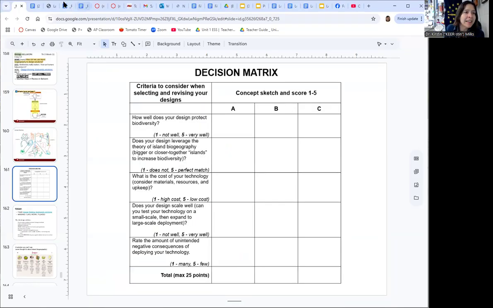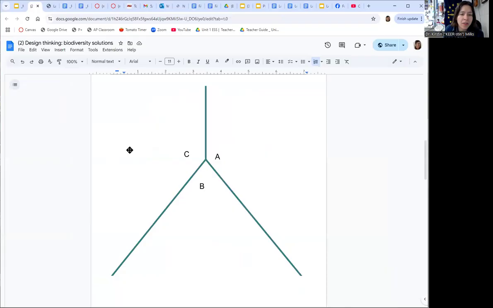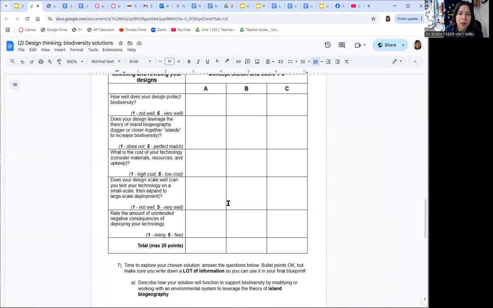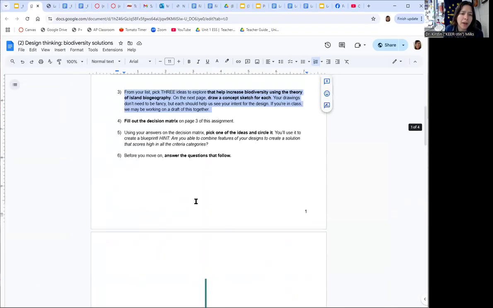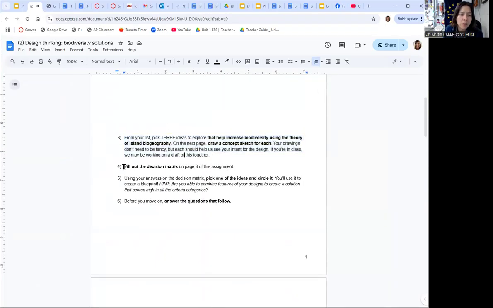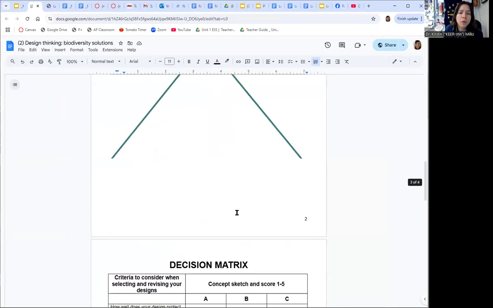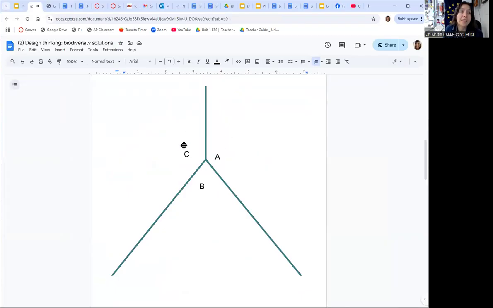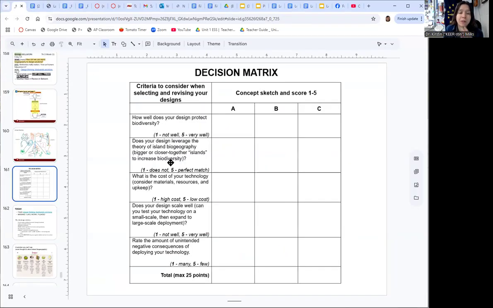So on today's assignment, you have this part, and if you fold your paper, you'll be able to see this too. I'll show you that in a minute. But the next part of the assignment is to fill out the decision matrix using what you sketched yesterday for A, B, and C. That video is going to be up in a moment, so you can go see it on Canvas. And I just wanted to say for A, B, and C, you're going to score your invention based, it says technology, but it could be a policy or program, thinking about how well it protects biodiversity, whether or not it makes bigger islands or closer together islands.